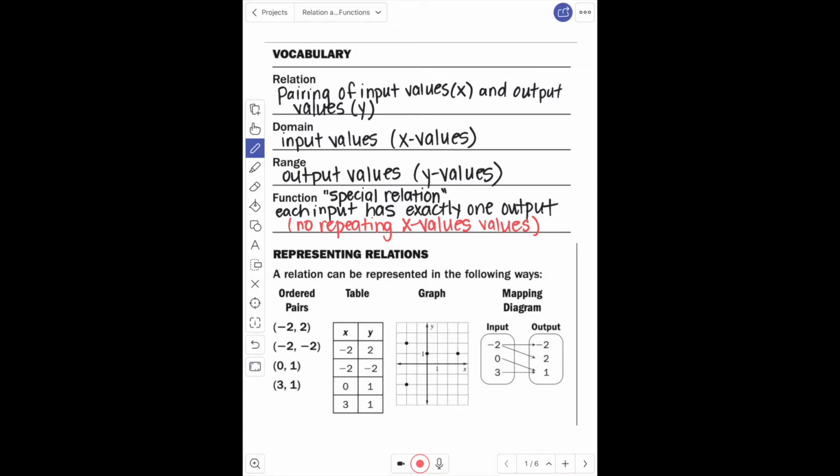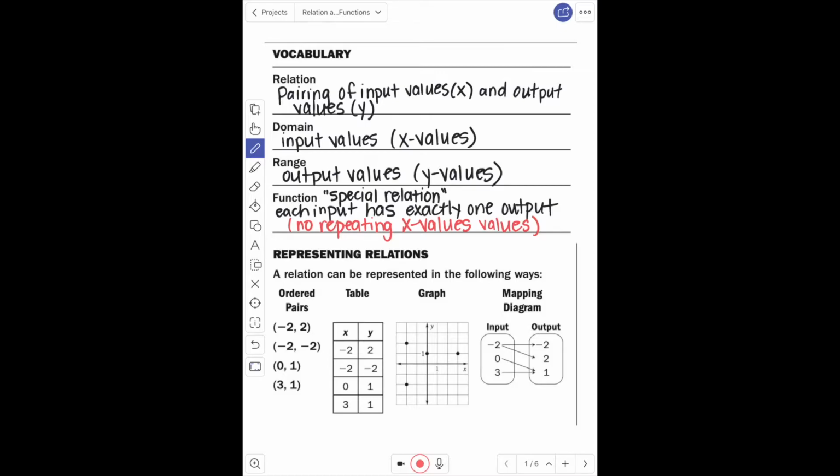Kind of like if I call myself a girl, but I then call myself Lindsay, or Miss Kirk, that means that my general name is girl, and then my special name, which is my detailed name, is going to be Miss Kirk. So again, a relation can be a function, but it's not always a function. But a function is always a relation, okay?